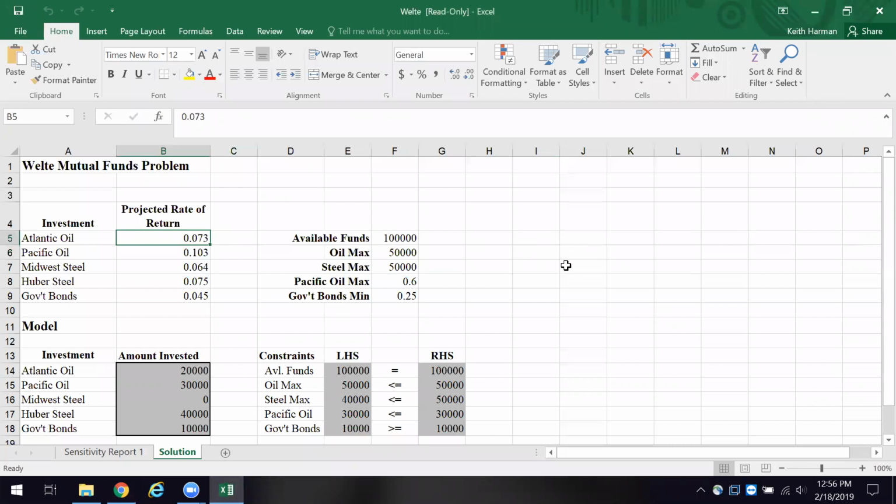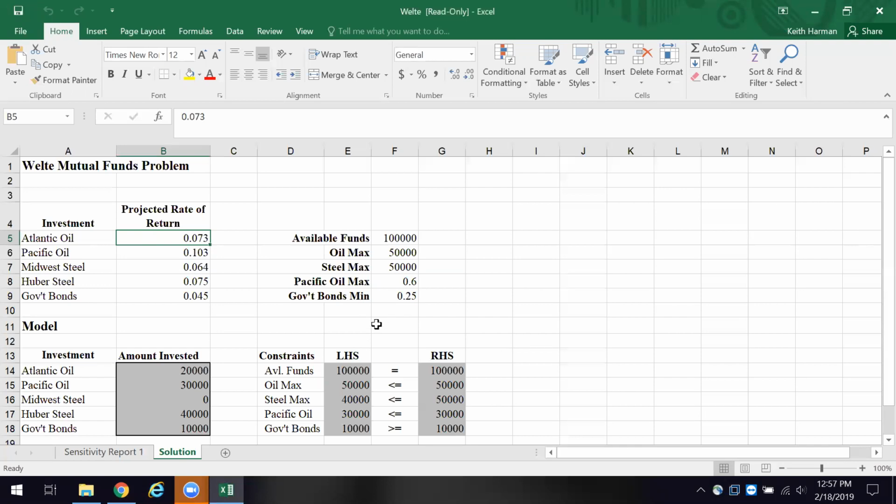Now, let's take a look at the fund for just a minute. The authors do a good job with this case in providing us some text narrative, but in reality, seeing this in the spreadsheet along with the text is exceptionally helpful for you. And here we've got the available funds for the investments. We've got some constraints on those: we can't go over 50 grand in terms of investing in oil. We can't go over $50,000 in terms of steel.